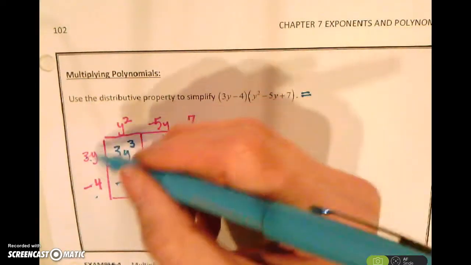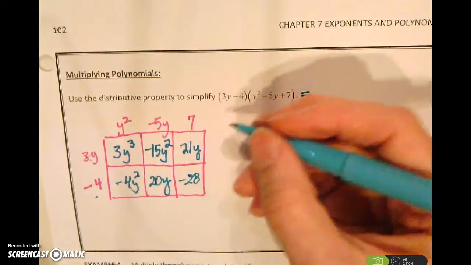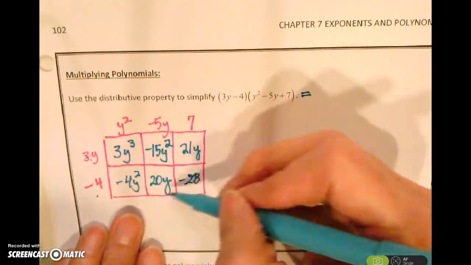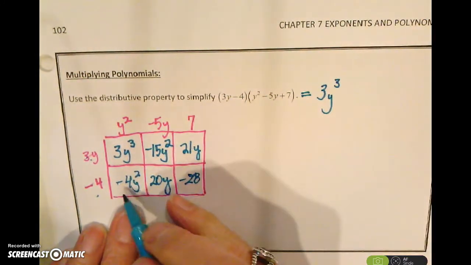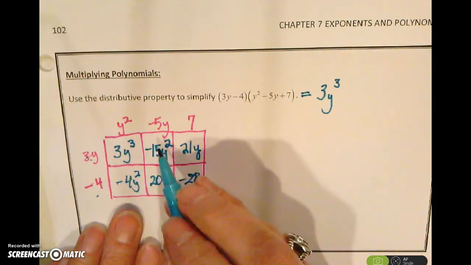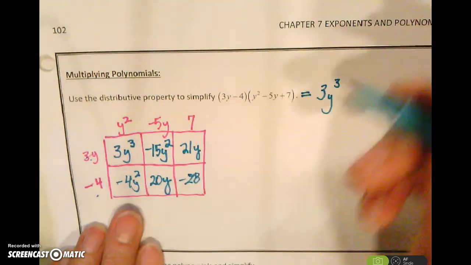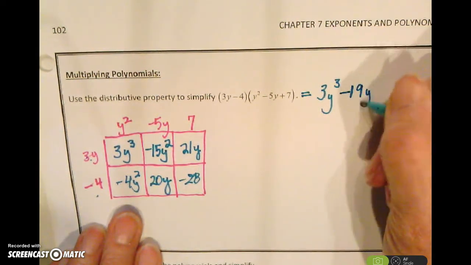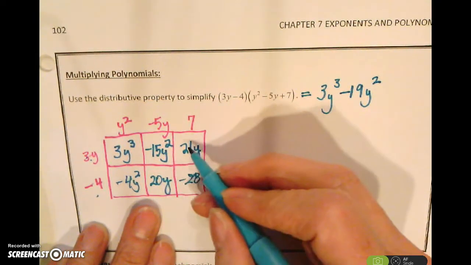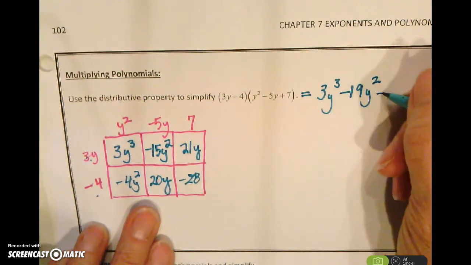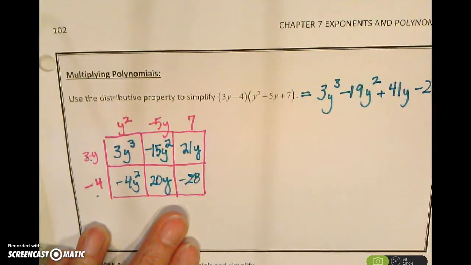So again, it's like we distributed twice on that. I'm going to look for common like terms. And let's see, the 3y cubed. So that's going to be 3y to the third. And then you can see in this little diagonal here, they're both y squareds. And they will combine. So it's a negative 15 and a negative 4. Gives me negative 19y to the second. Then in this diagonal, they're both y, so they're like terms. So 21 plus 20 is a positive 41y, and then minus 28.